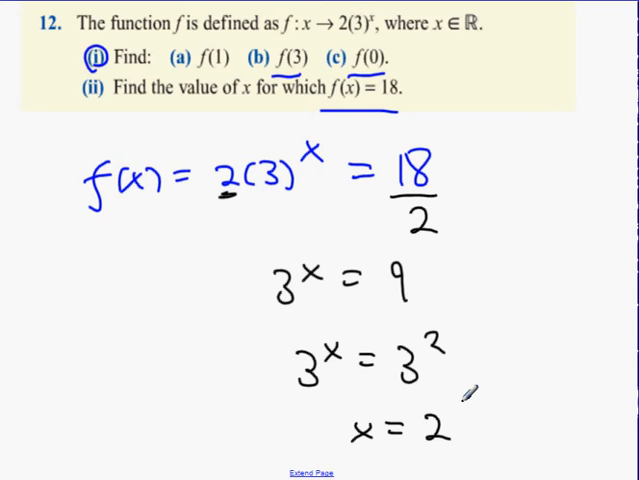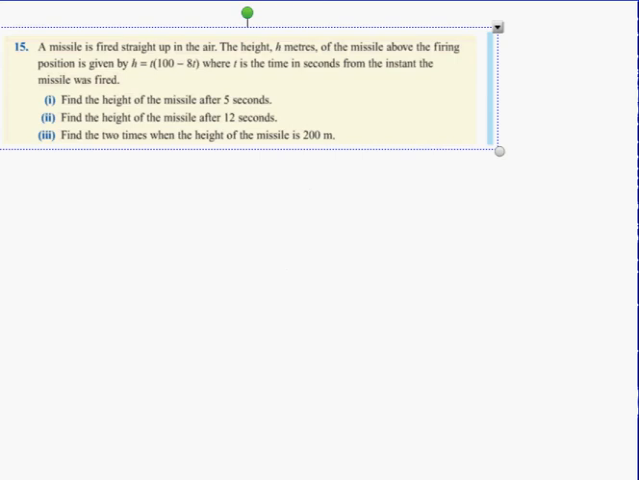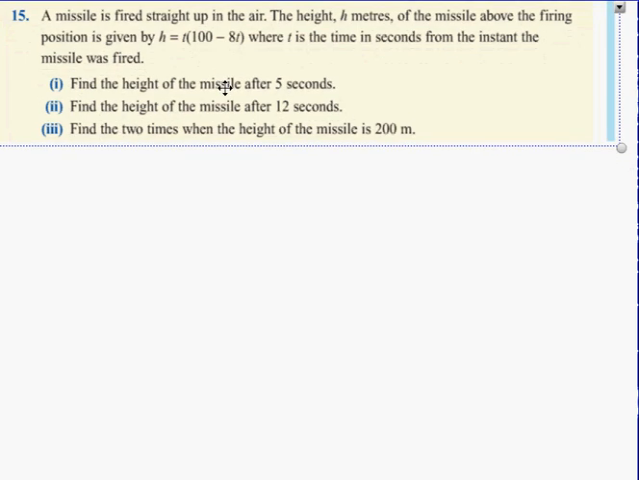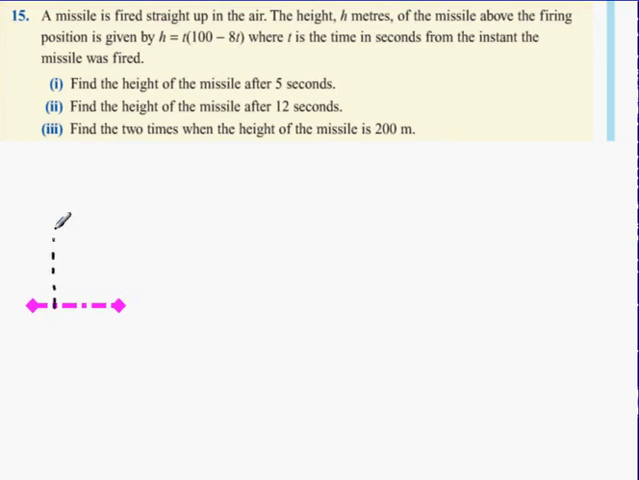Okay. Now, the next type of question I'm going to move on to, 12 and 13 are pretty much exactly the same. The next type of question is this one here. A missile is fired straight up into the air. The height, h meters of the missile above the firing position is given by this formula here. So what happens is, you're on level ground, you fire something up, it reaches a maximum height, and then it starts dropping again. Sort of like a firework going straight into the air.